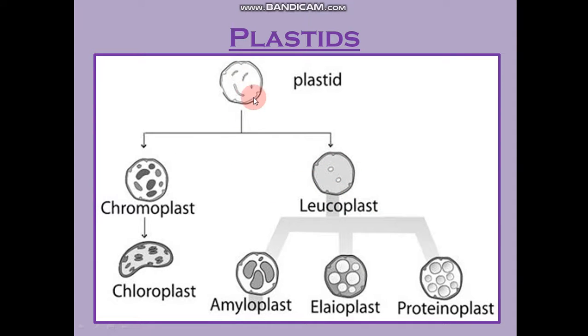Okay, quickly again. Plastids can be divided into 2 types, chromoplast and leucoplast. Chromoplast, colored plastids. Leucoplast, colorless plastids. Chromoplast, when green in color, is called chloroplast. Leucoplasts are always colorless, but when they are storing starch, they are called amyloplast. When they are storing fat, they are called elioplast, and when they are storing protein, they are called proteinoplast.